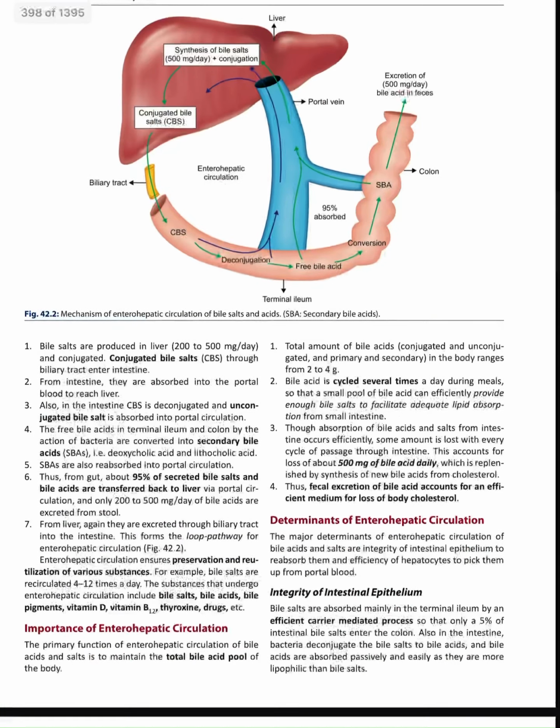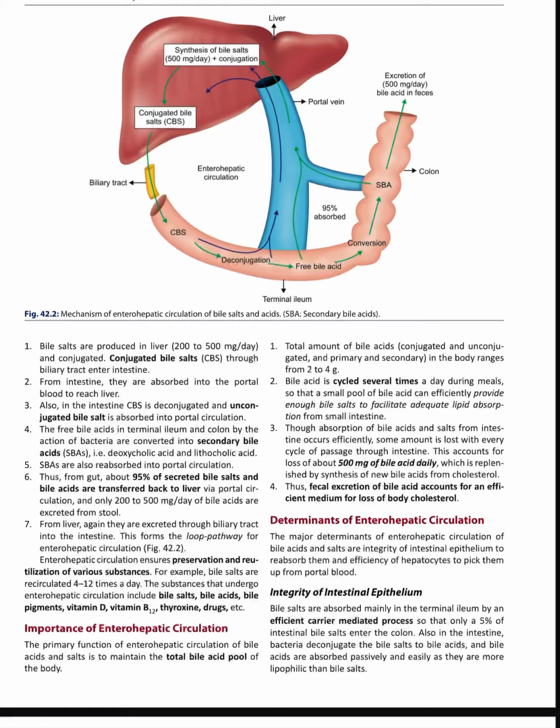The bile salts produced in the liver, 200 to 500 mg per day, and conjugated bile salt enter the intestine through the biliary tract. From the intestine they are absorbed into portal blood to reach the liver. Also in the intestine, conjugated bile salt is deconjugated and absorbed into portal circulation. The free bile acid in the terminal ileum and colon is converted by the action of bacteria into secondary bile acids, deoxycholic and lithocholic acid. Secondary bile acids are also absorbed in portal circulation.